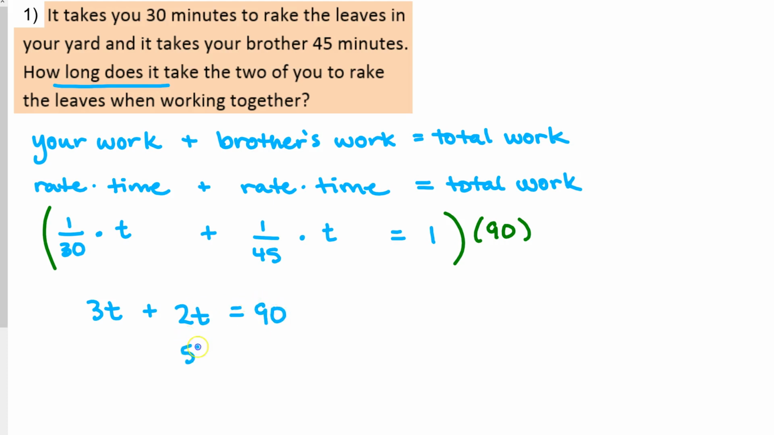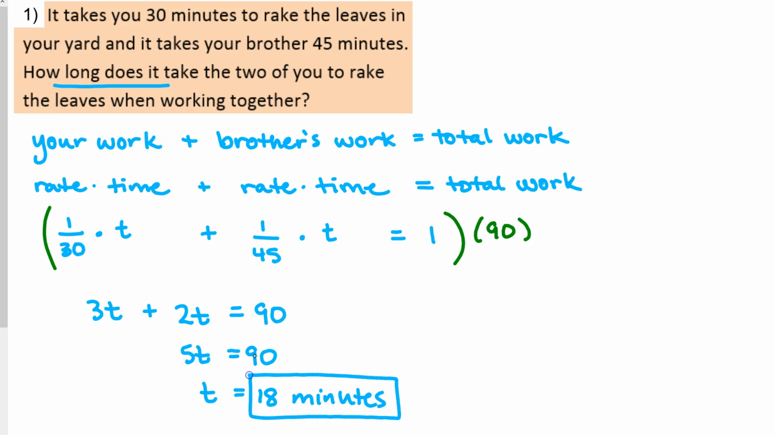Okay, let's add the like terms. We get 5t equals 90. And then divide both sides by 5, and we get t equals 18. So what are the units here? It looks like it was minutes. So what is that telling us? It's telling us it would take you and your brother 18 minutes if you were working together to rake the whole yard. Now let's think about if this makes sense. So this is kind of a reasonableness check.